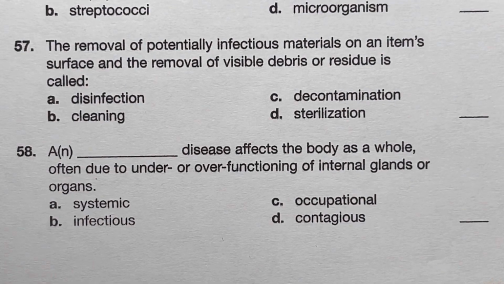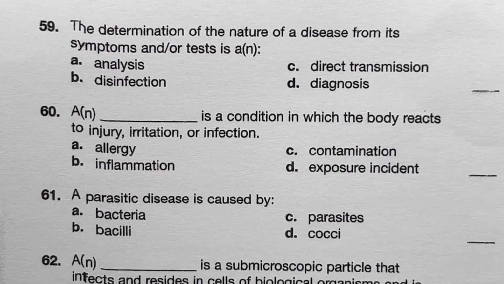Number 58. A blank disease affects the body as a whole, often due to under or over functioning of internal glands or organs. A, systemic, B, infectious, C, occupational, D, contagious. And the correct answer is A, systemic.